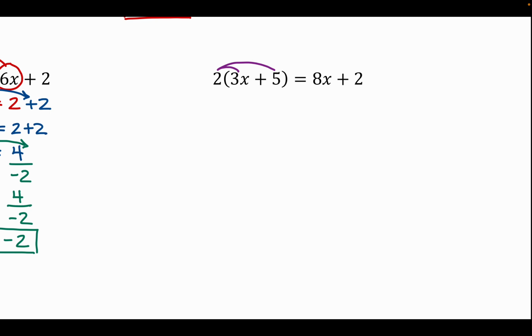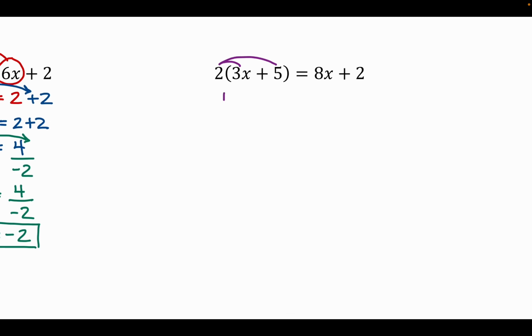So we're going to start by cleaning this up. We're going to say 2 times 3x. That's going to give us 6 x's. So 2 groups of 3 x's gives us 6 x's in total. And 2 times 5 gives us plus 10. And then the right side of the equal sign we leave unchanged. And now this looks just like the previous example. So we're going to go ahead and rearrange.